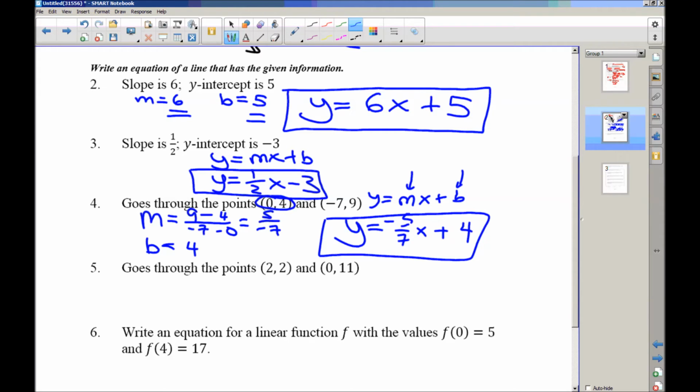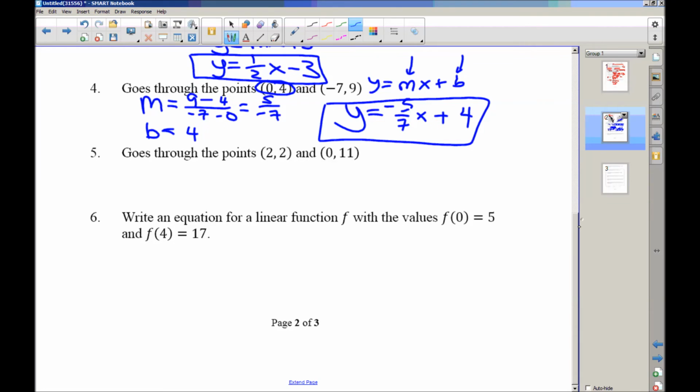All right, so if you take a look at number 5, you should be able to find the y-intercept. That's 0, 11. So my b is 11. And then the slope I'm going to calculate using those 2 points. So I'm going to do 11 minus 2 and 0 minus 2. 11 minus 2 is 9. 0 minus 2 is -2. So this is actually a reduced fraction already.